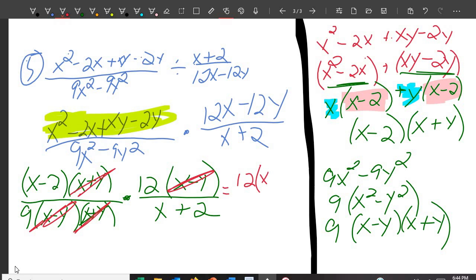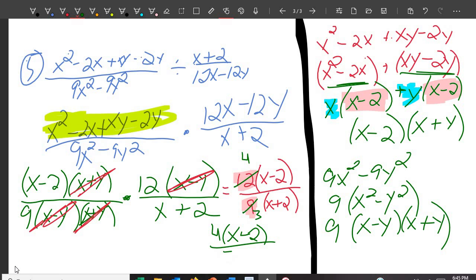Alright, so x minus 2 times 12 up top. 9 times x plus 2 in the bottom. Now notice, I can divide the same thing into a 12 and a 9, which is 3, right? So 3 goes into 9 3 times, 3 goes into 12 4 times. So we end up with 4 times x minus 2 over 3 times x plus 2. This is the final answer.